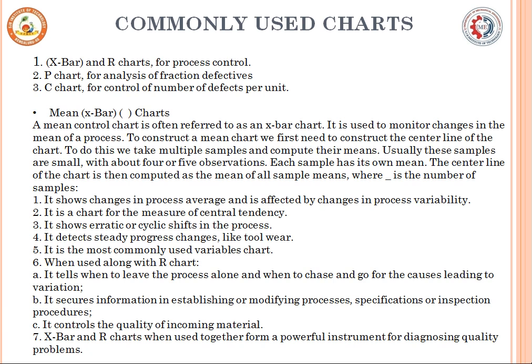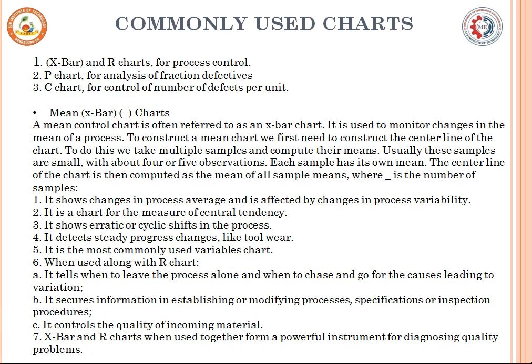The commonly used charts are the X bar chart, R chart, P chart for fraction defectives, and C chart for control of the number of defects per unit. The X bar chart is meant for process average and changes in process variability, a measure of central tendency. It shows erratic or cyclic shifts in the process. It detects steady progressive changes like tool wear. It is commonly used as a variable chart.